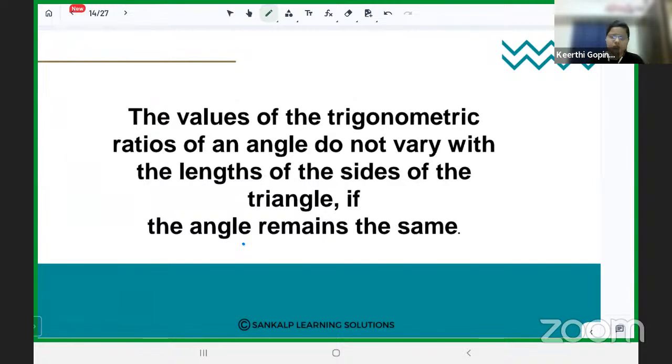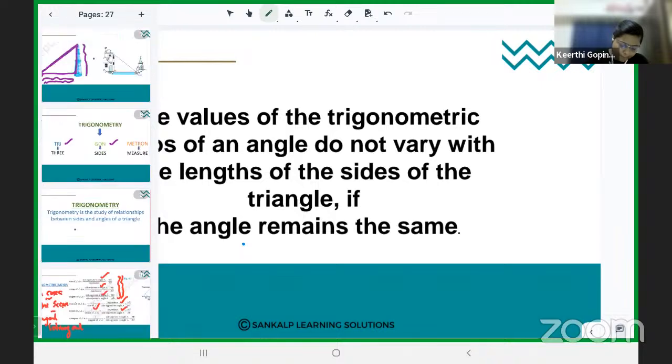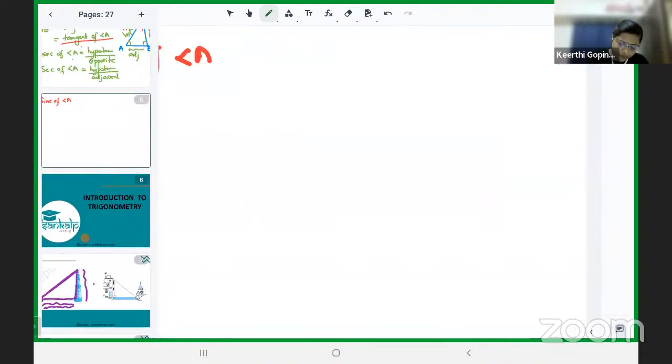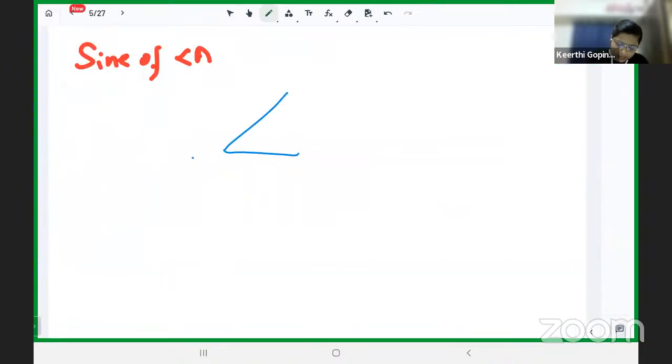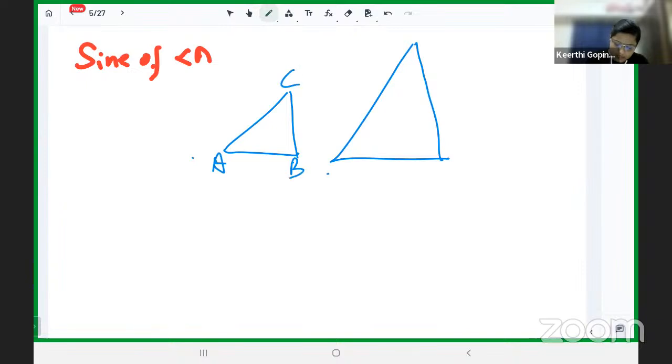Now, the values of the trigonometric ratios of an angle do not vary with the length of the sides of the triangle if the angle remains the same. What is it? Consider two right triangles like this. One is small and the other is big. I am calling this one ABC, and this one PQR. This one is 90 degrees. This one is also 90 degrees.